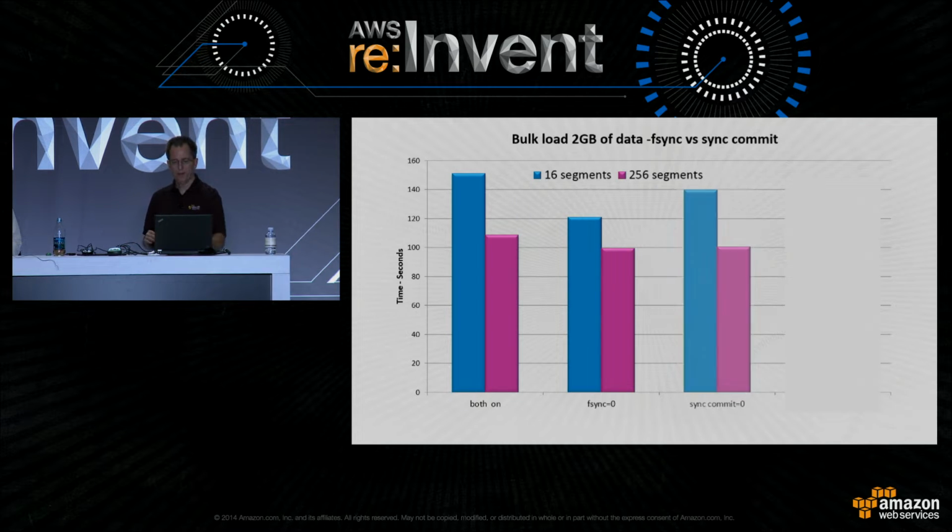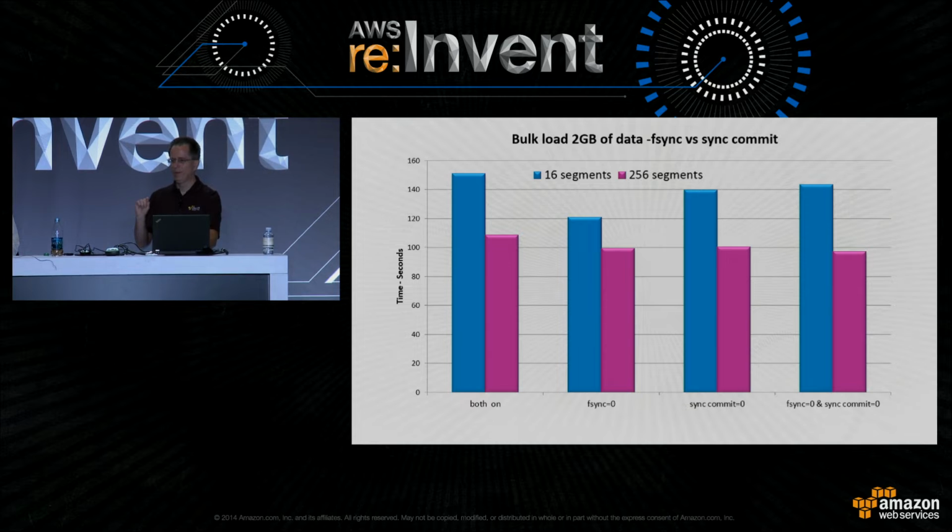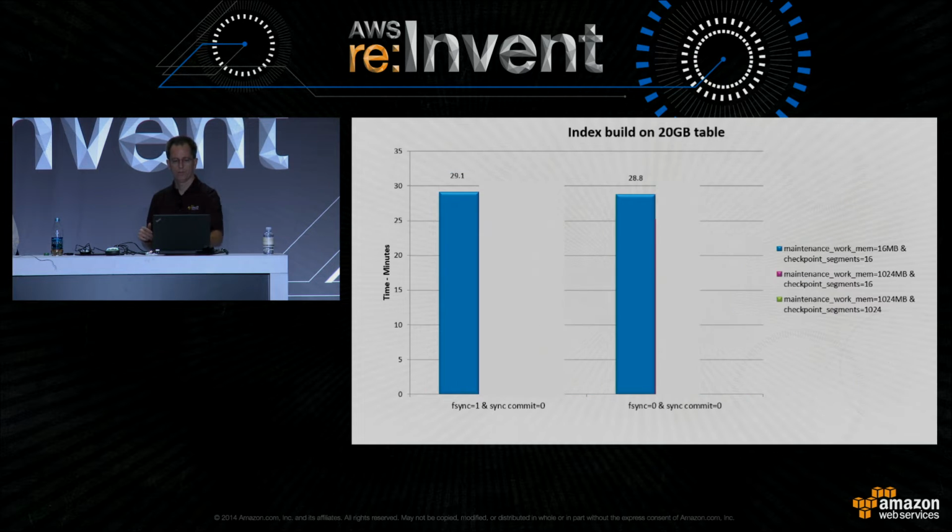And even synchronous commit doesn't make much difference here because you're only really doing one big load, right? And turning them both off, again, a little bit of improvement. But we're talking 3% again. So again, probably not worth making that change. You're better off just having more checkpoint segments.